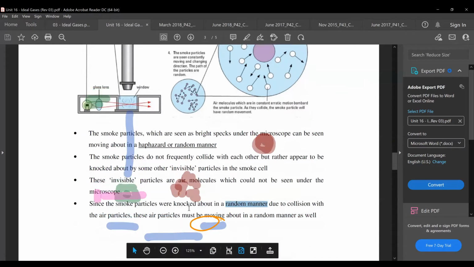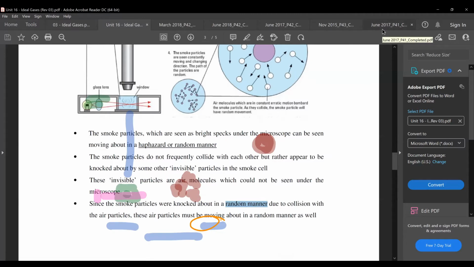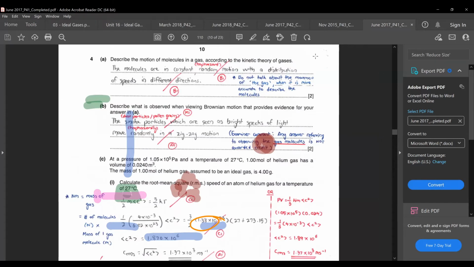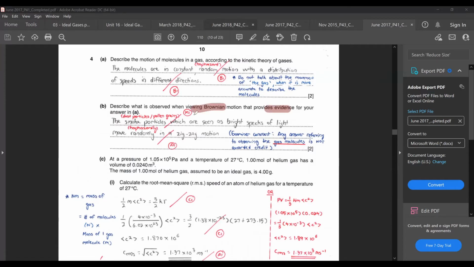Okay, so that's why we say that Brownian motion gives you evidence that air molecules, or rather gas molecules, move in a random manner. They move in random motion. So if you refer back to your question, describe what is observed when viewing Brownian motion that provides evidence of your answer in A. What can you see from Brownian motion that told you that gas molecules are always in random motion? So you say something like this: the small particles, which are seen as bright specks of light, move randomly in a zigzag motion. That's what you just need to say.